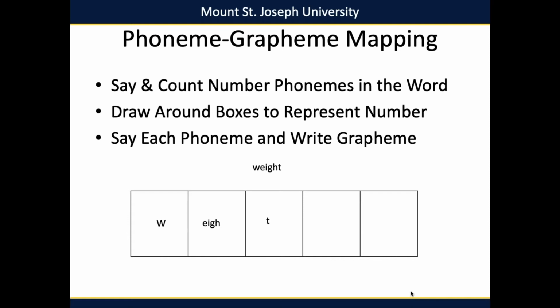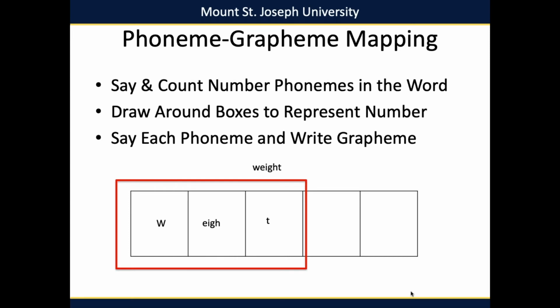A useful approach to teaching decoding and encoding follows these basic steps of a routine called phoneme-grapheme mapping. Say the word and count on your fingers the number of phonemes in the word. Draw a large box around the number of boxes to represent the number of sounds in the word. Say each sound and write the grapheme for each sound. Then read the whole word.